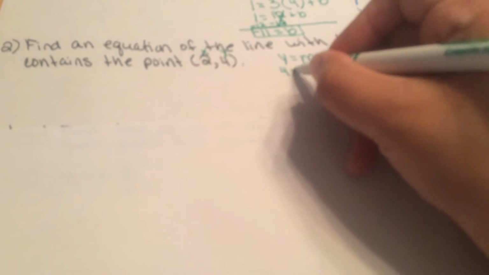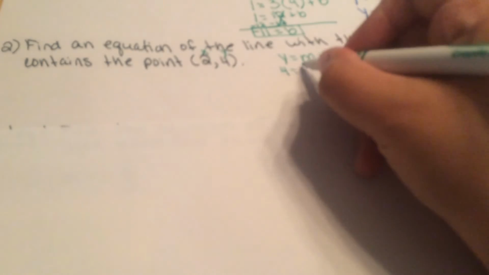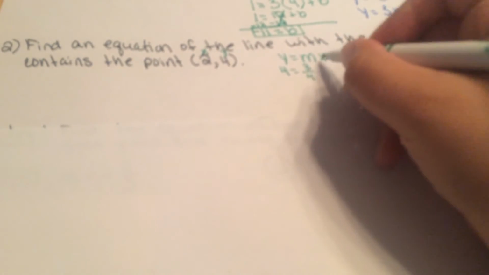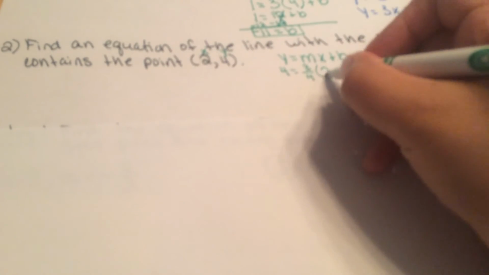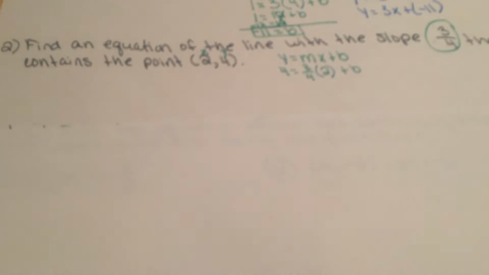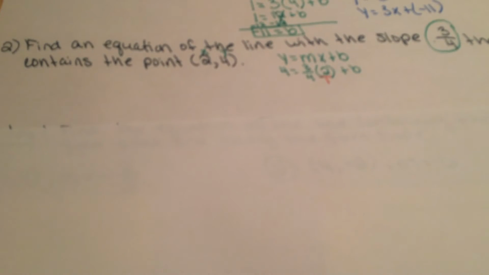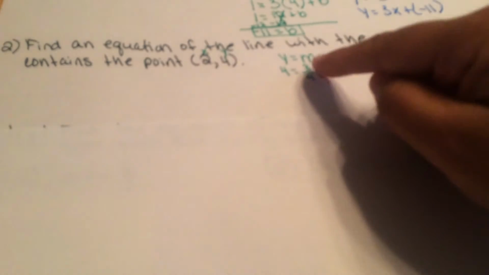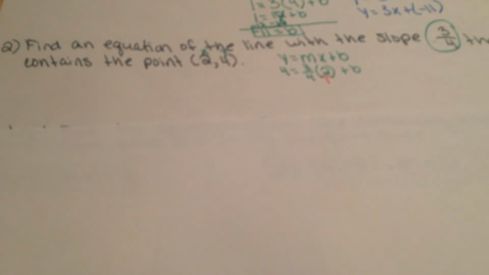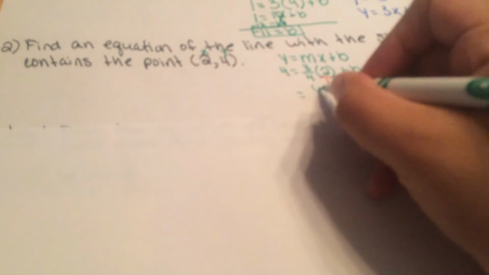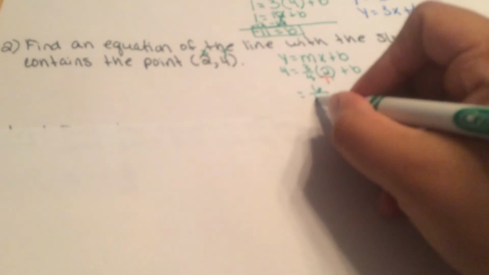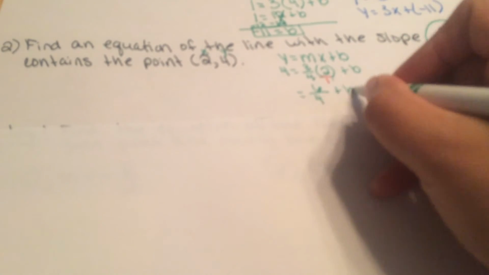4 is y. M, our slope, is 3/4. And x is 2. Oh my gosh, we have fractions here. We can work with fractions. That's fine. So there's a couple ways we can work with this fraction. One thing I can do is put that 1 right underneath the 2. That way I'm multiplying my two fractions. So 3 times 2 is going to be 6, and 4 times 1 is 4, plus b.